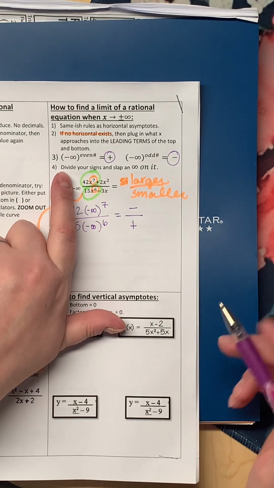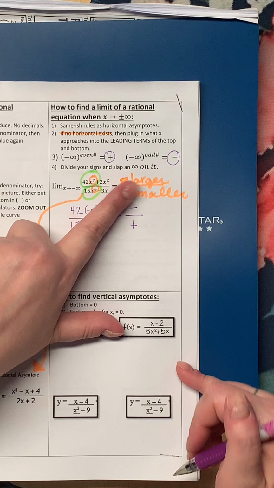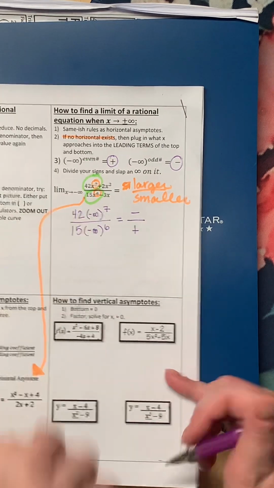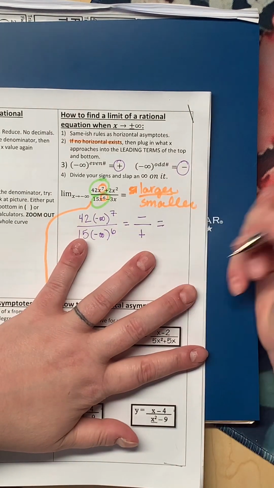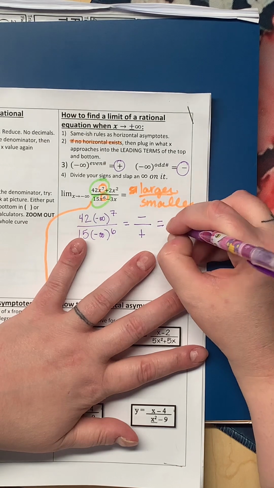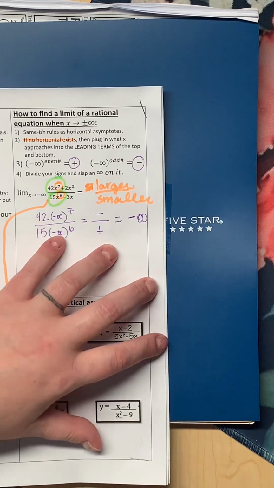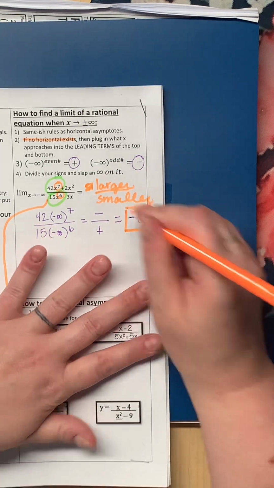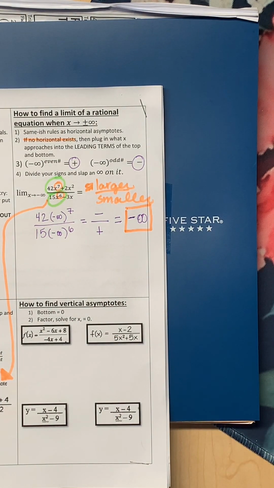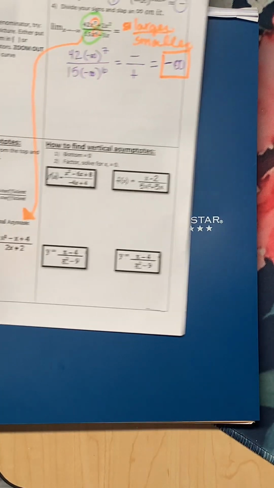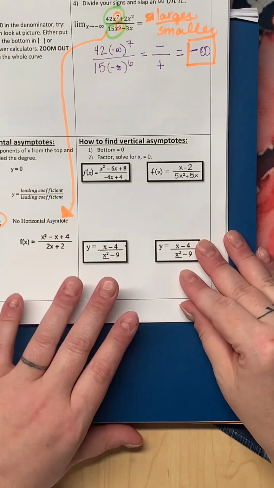Then step 4 says divide those signs and slap an infinity on it. What's a negative divided by a positive? It's a negative. And then slap an infinity on it. Bam. What? That seems like I just pulled that out of the air, but it's a real thing, believe it or not. Now let's go over how to find vertical asymptotes.